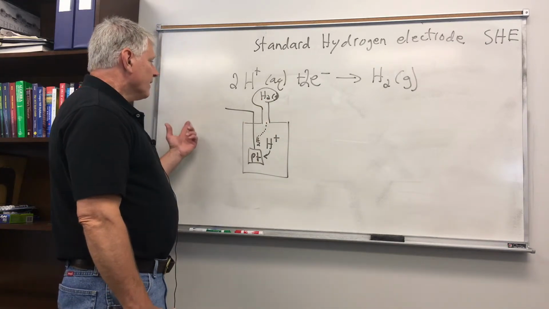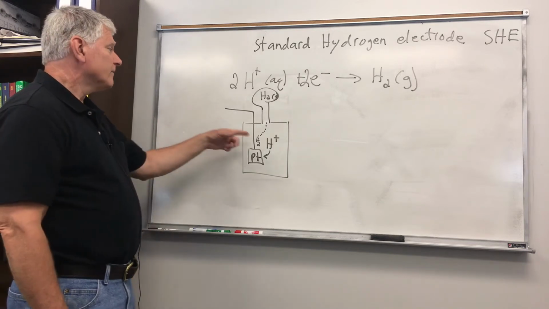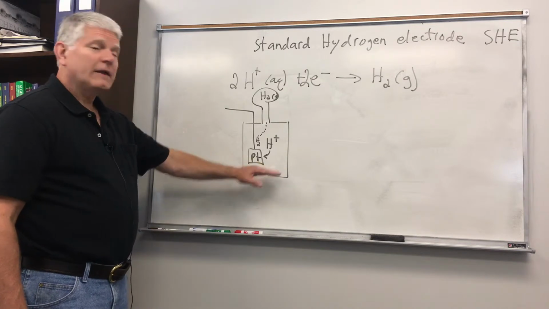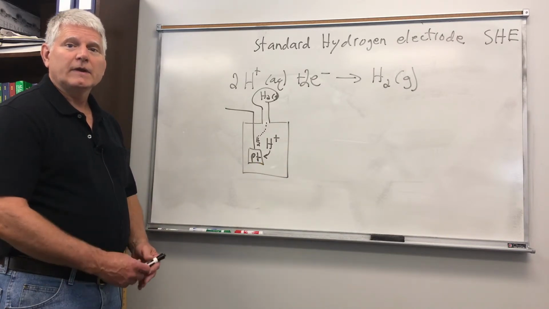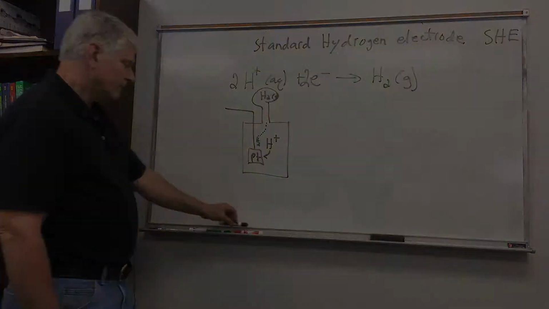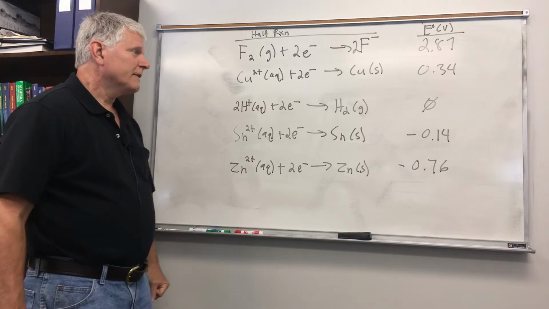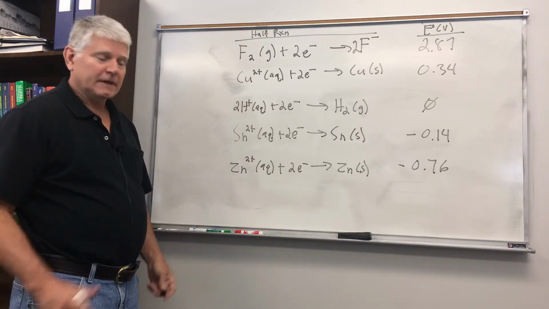And then we can put another half reaction in another beaker, and then we can measure the cell potential, and we'll measure it all relative to the standard hydrogen electrode and then make a table, and we call this table standard reduction potential. Okay, here I have just a few entries from a large table of standard reduction potentials.